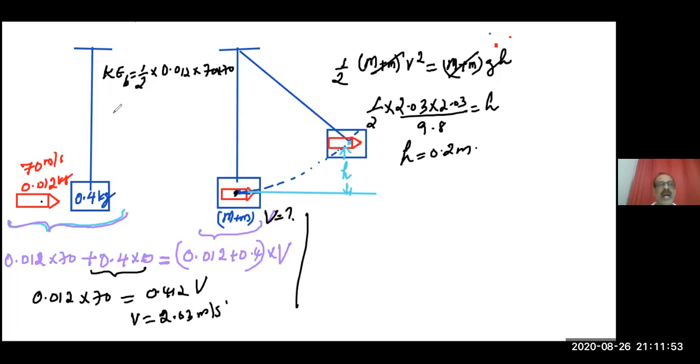Clear? And after collision, the kinetic energy of the block and this bullet together. How much will come? Half into (m plus m), that means 0.012 plus 0.4, into the common velocity. Now it's moving with velocity v squared, right? 2.03 into 2.03. After calculating, we can subtract this from this. Otherwise, KEF minus KEB, we can take common outside and subtract, but that time we may make a mistake. That's why I'm telling you to do it this way.